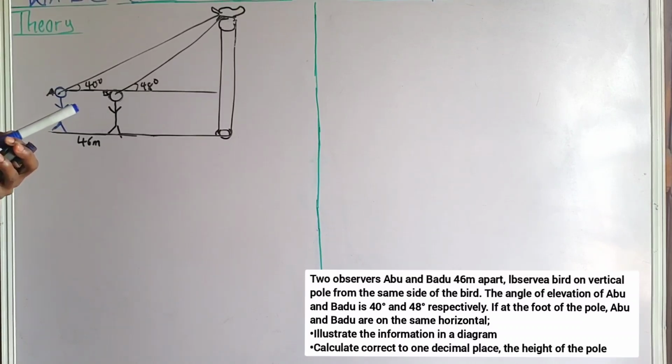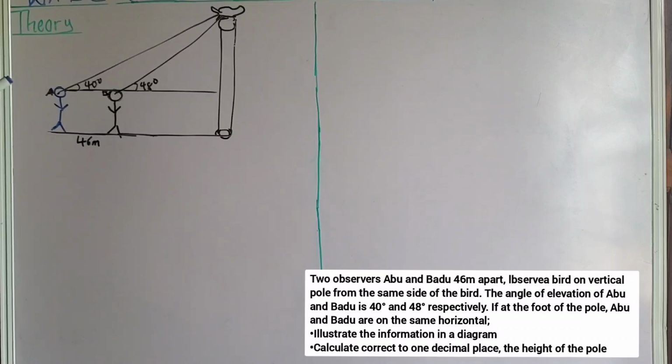Now we have to illustrate the information in the diagram. This is the illustration, you understand? If you are solving this in the exam, I won't expect you to put all these people. I just use this to signify Abu and Badu, to help you understand.